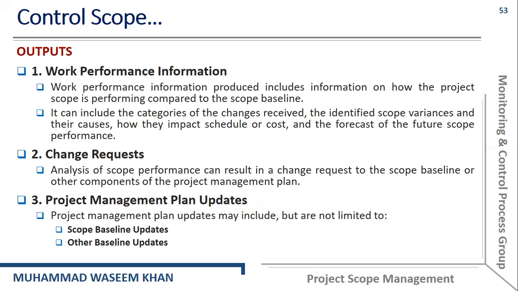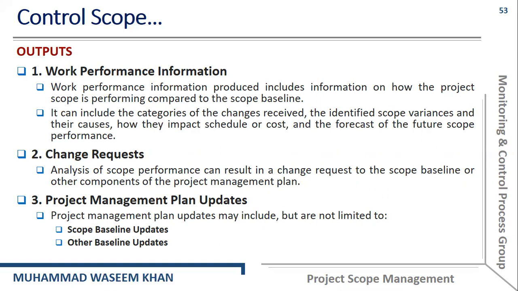Now let's talk about the outputs. Again and again, we have discussed the work performance information, what it actually is. I'll just go through this particular slide for you. Work performance information produced includes information on how the project scope is performing compared to the scope baseline. It can include the categories of changes received, the identified scope variances and their causes, how they impact schedule or cost, and the forecast of future scope performance.